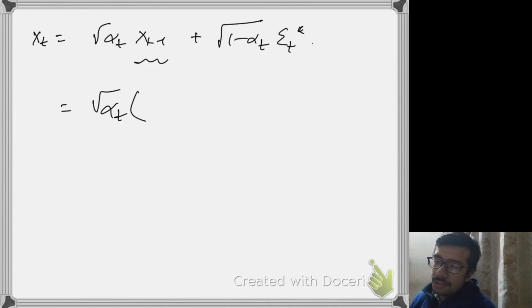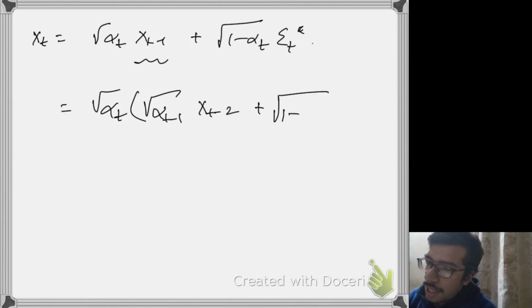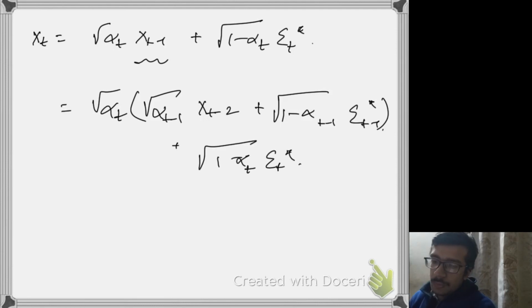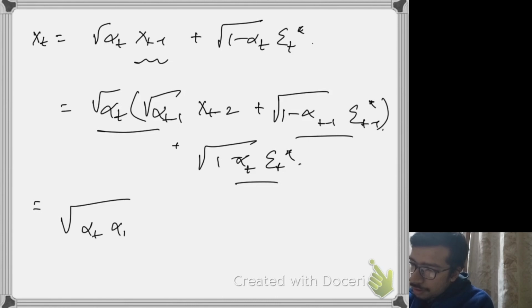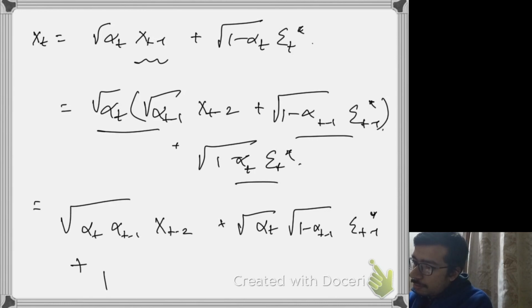So let's expand this term out for xt minus 1, and what I'm going to get is square root alpha t minus 1 xt minus 2 plus square root 1 minus alpha t minus 1 epsilon t minus 1 star plus square root 1 minus alpha t epsilon t star. Okay, and now what I have is square root alpha t minus 1 xt minus 2 plus square root alpha t 1 minus alpha t minus 1 epsilon t minus 1 star plus square root 1 minus alpha t epsilon t star.